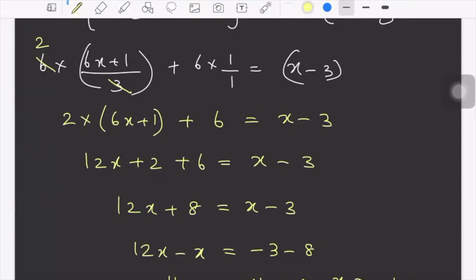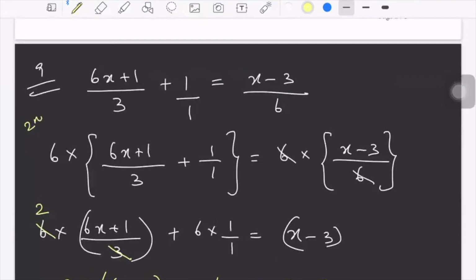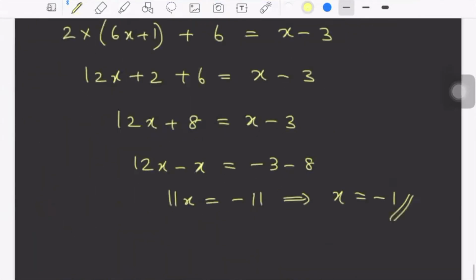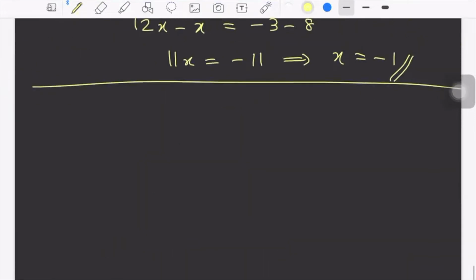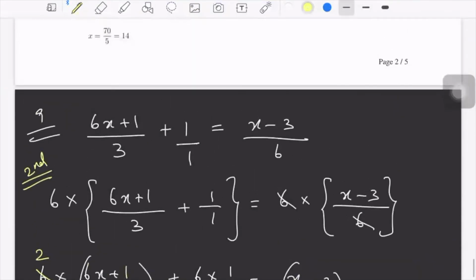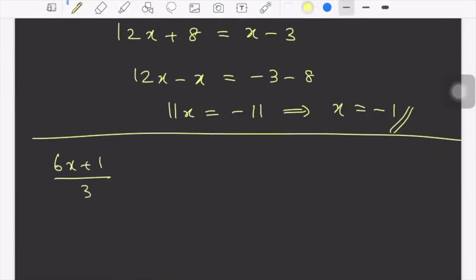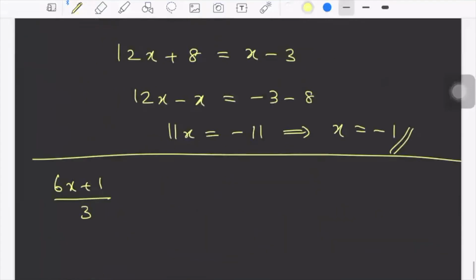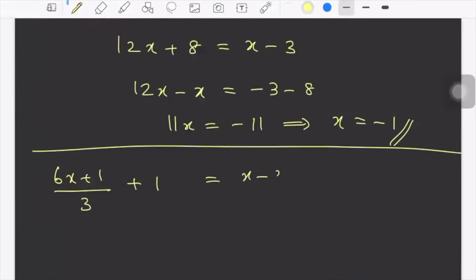And one more thing. So this was the second approach we talked about. Another method is cross multiplication. I'll tell you what cross multiplication is. We have already seen a problem that was done using cross multiplication. See, how can we do using cross multiplication? 6x plus 1 plus 1 is equal to x minus 3 divided by 6.